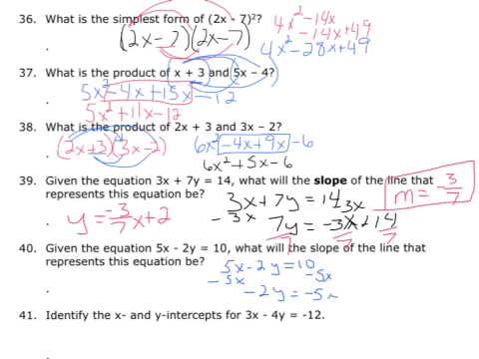And we will divide everything by negative 2. And we're left with y equals positive 5/2 x minus 5. The slope is the coefficient of x, or the number in front of x. So we have 5/2, so the slope is 5/2.